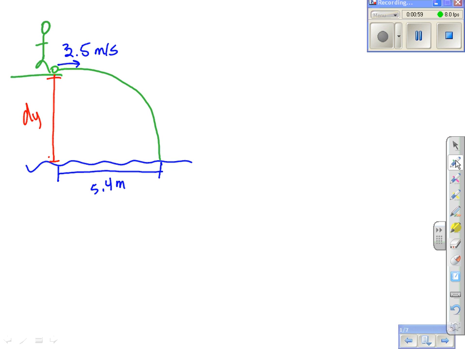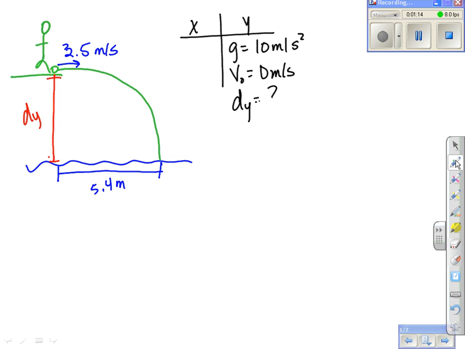So things we know, x and y over here. We know that gravity is going to interact. It's going down, so it's 10 meters per second squared. Its initial speed is 0 meters per second. It is a distance, so that's what we want to find. On the x side, we know the speed of 3.5 meters per second, and we know the distance of 5.4 meters, so we should be able to find time.